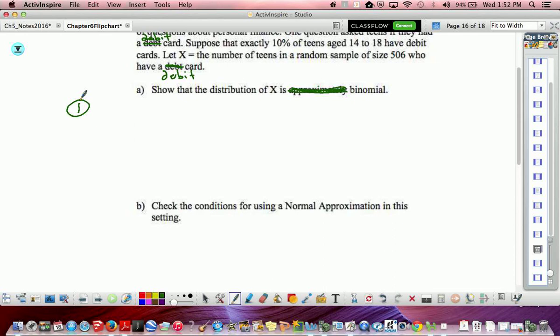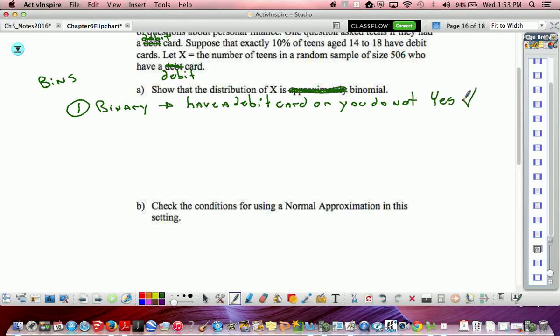Two things. So we talk about bins. So is it binary? Do you have 2 things? Yes. Either you have a debit card or you do not. So this is definitely a yes. It's binary. You have a debit card or you don't. Those are only 2 choices. You don't kind of have a debit card.